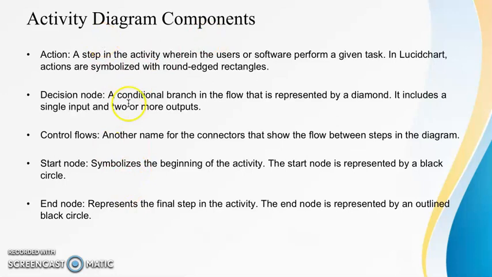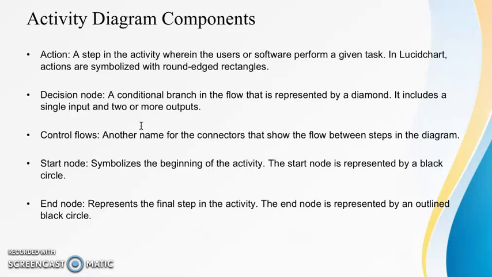So you can see an action, a step in the activity, wherein the users or software perform a given task. In Lucidchart, actions are symbolized with round-edged rectangles. The decision node is a conditional branch in the flow that is represented by a diamond. It includes a single input and two or more outputs. And the control flows, another name for the connectors, show the flow between steps in the diagram.